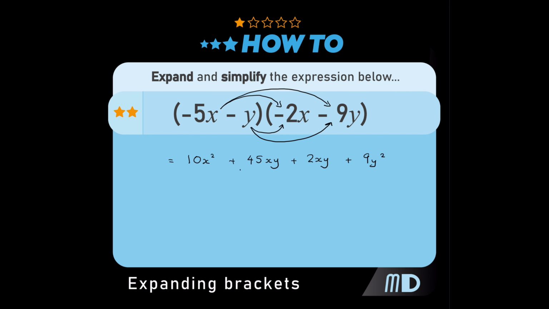And 45xy plus 2xy is equal to 47xy. So the simplified expression is 10x squared plus 47xy plus 9y squared.